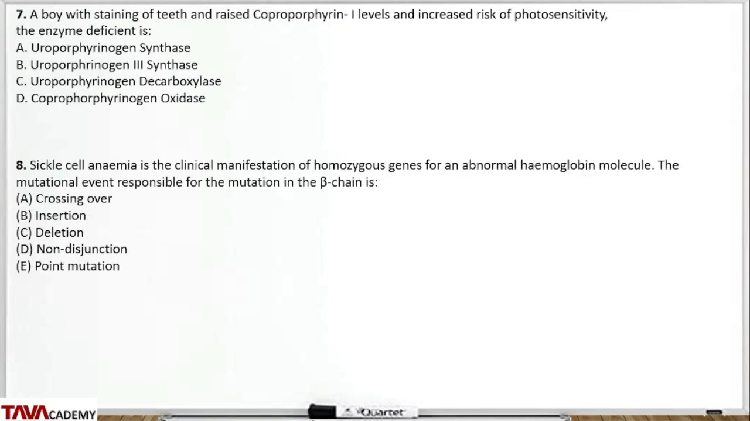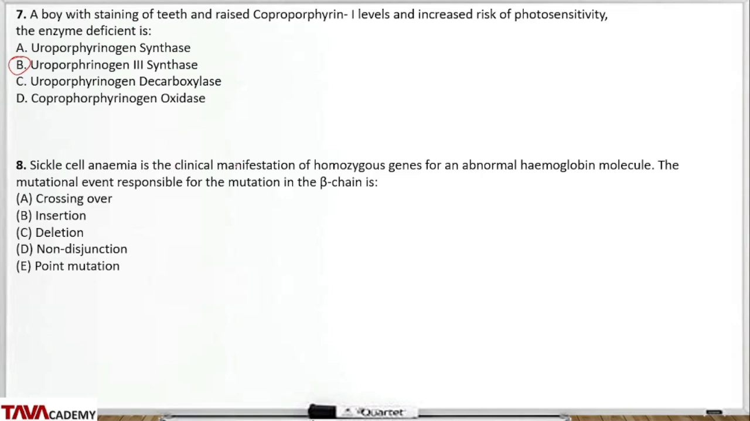Question 7. A boy with staining of teeth and raised coproporphyrin 1 levels and increased risk of photosensitivity. The enzyme likely deficient is uroporphyrinogen 3 cosynthase. So that's the enzyme that is deficient. You can go back to the lecture note and see. This is called erythrodontia. That's the staining of the teeth.